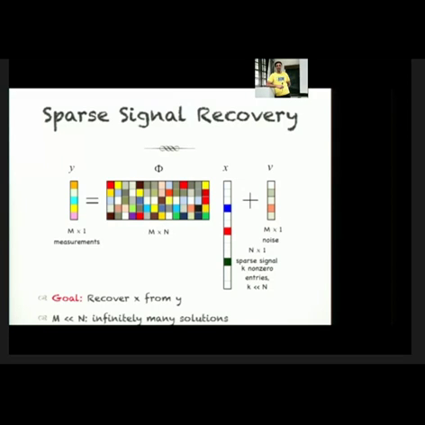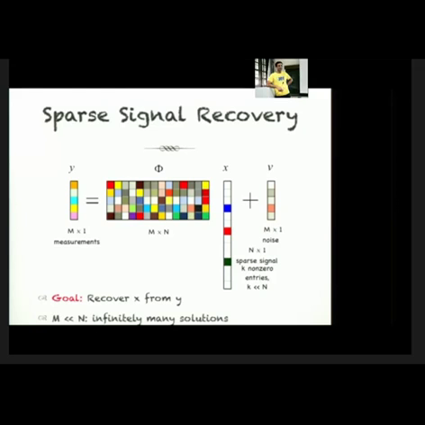Okay, you know that the rank of the matrix is at most the minimum of the number of rows and columns. Here, this matrix has many more columns than rows. It's called a fat matrix. And therefore, if I say that the rank of this matrix is equal to the number of rows, I mean that all the rows are linearly independent. Okay, and therefore, you cannot have an inconsistent system of linear equations using this phi matrix. So there will always be infinitely many solutions.